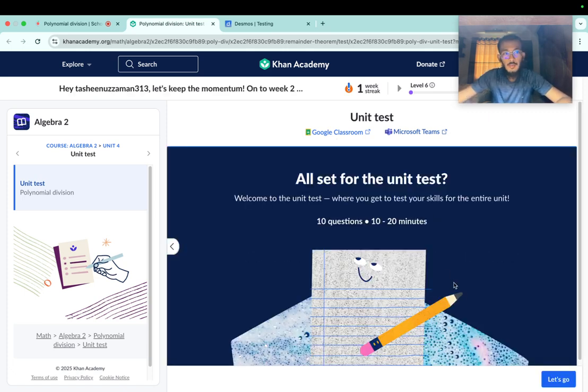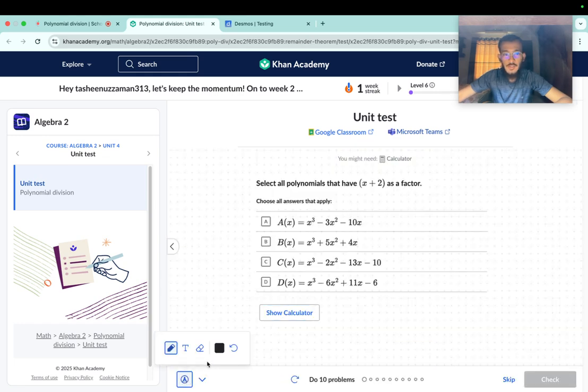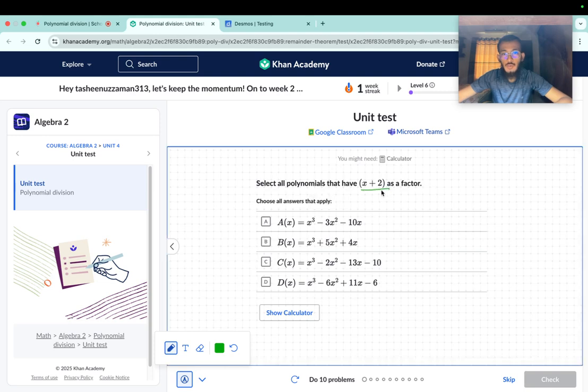All right, let's get started with our polynomial division unit test. For the first question, what do we have? Select all the polynomials that have a factor x plus 2.